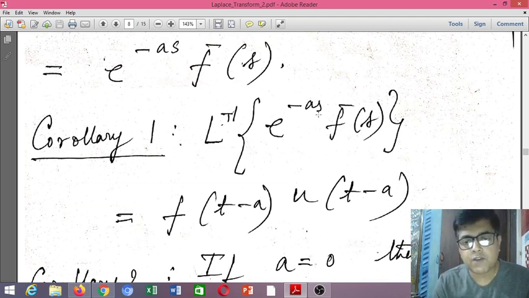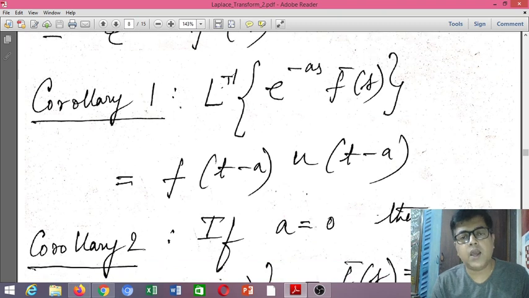If you get this particular form where we know the inverse Laplace transform of f bar s, and f bar s is multiplied by a negative exponential function, then you can apply this theorem and find out the inverse Laplace transform of this function, which will be a function of t in this particular form. Okay, so that you can do.